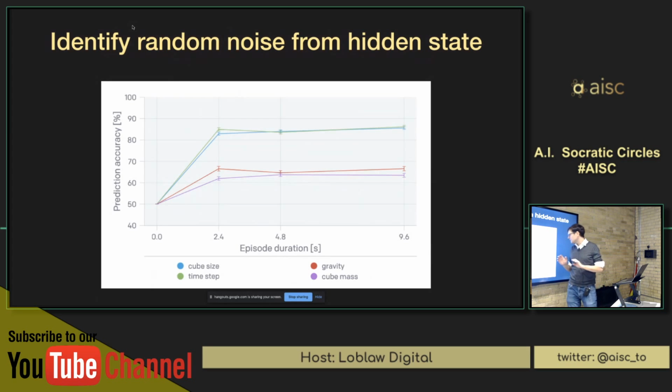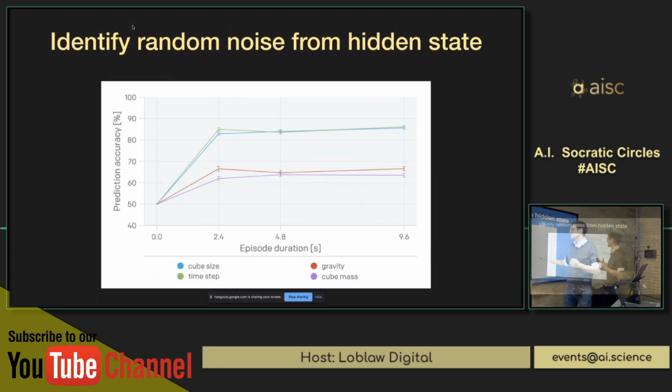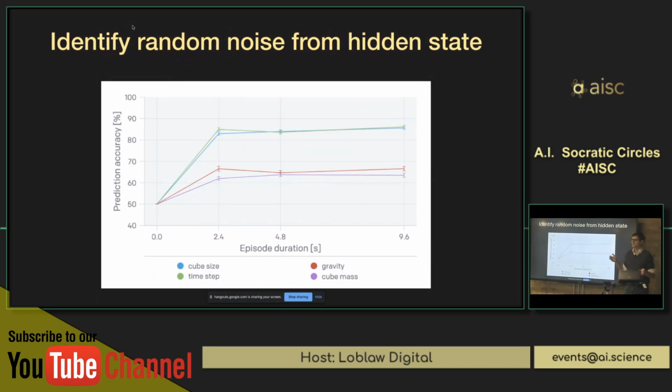And we use this to predict, say, is this a real value or is this a modified value, right? This was the first one. They predict if the observation is a real observation or a noisy observation. And this is how long they're trained, how well they do. For cube size and time step, they get about 80% accuracy, and for gravity and cube mass, they get about 60% accuracy very quickly. So given the hidden state from this LSTM, they can accurately predict whether this is a noisy value or a real value.